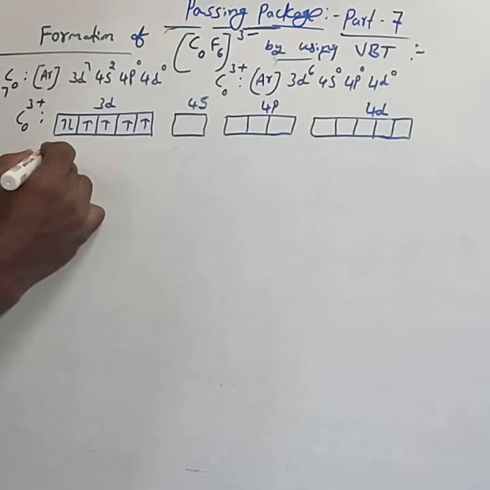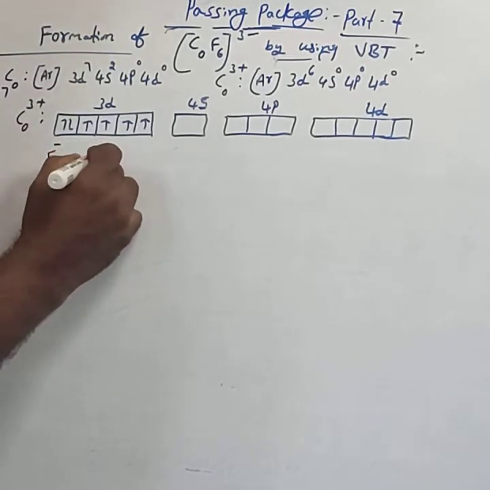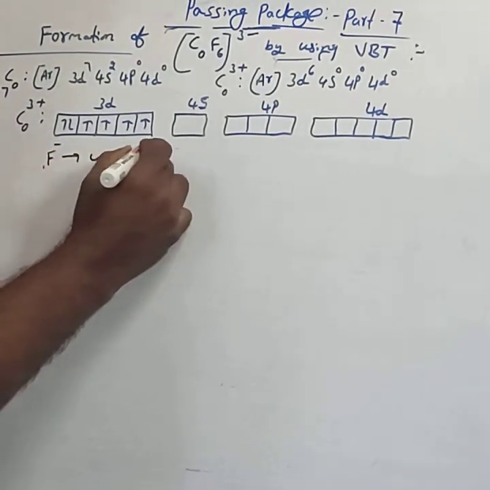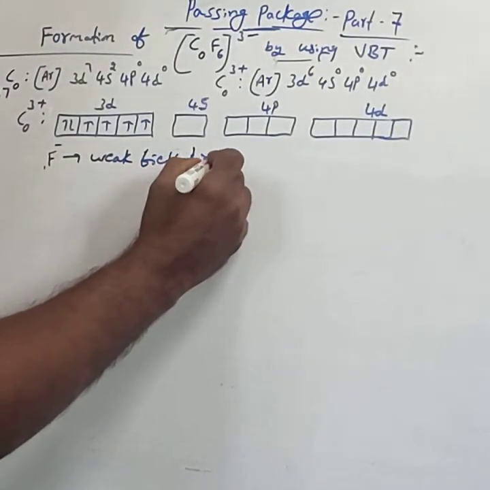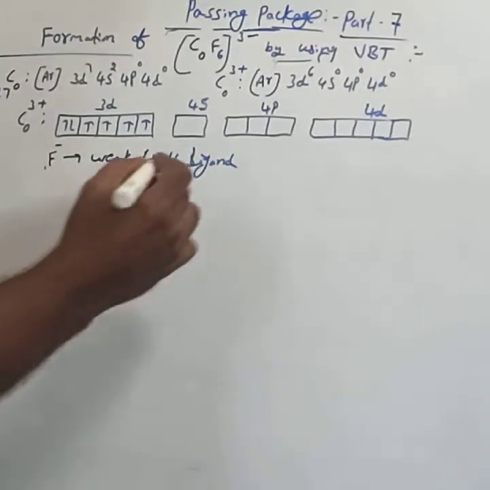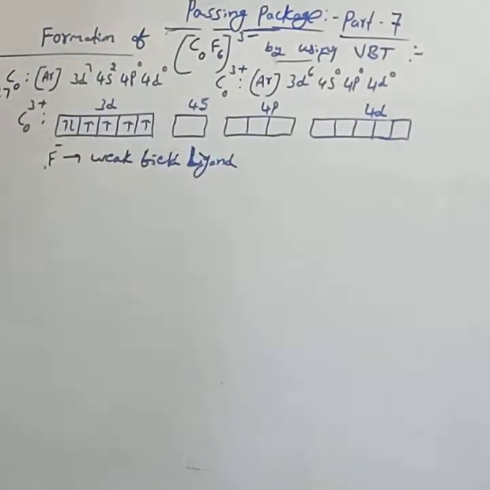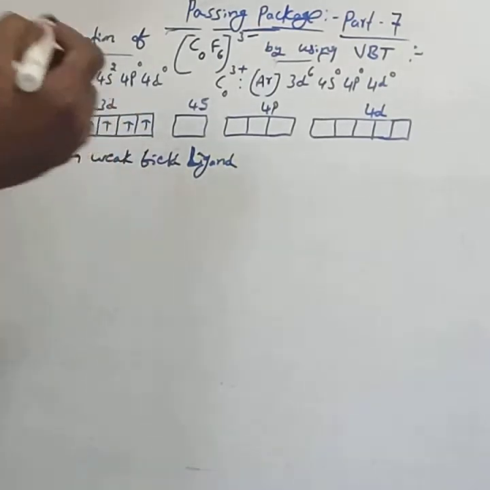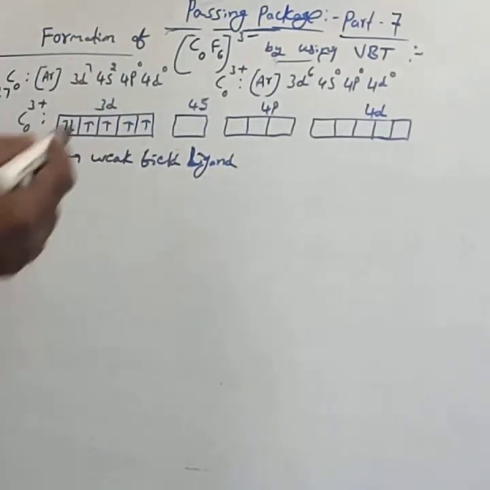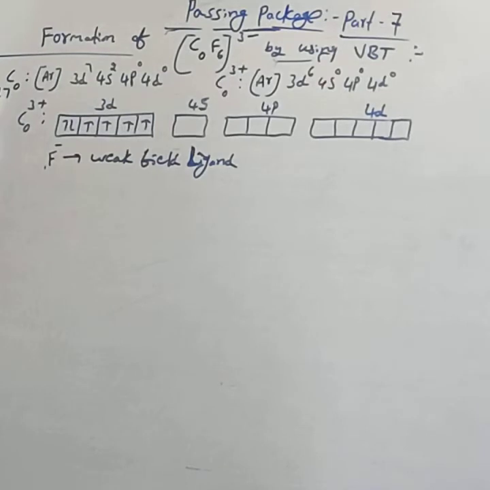Here, the fluoride ion is a weak field ligand. It is a weak field ligand that can be explained by using the spectrochemical series. Hence, electron pairing does not take place against Hund's rule.